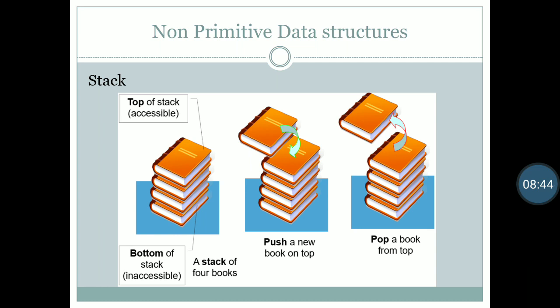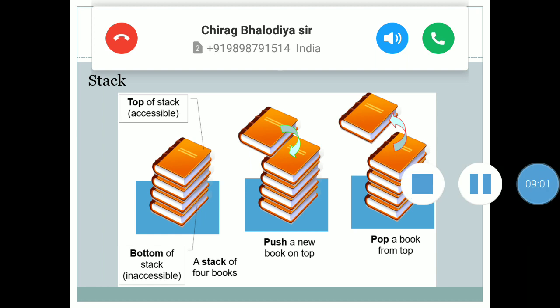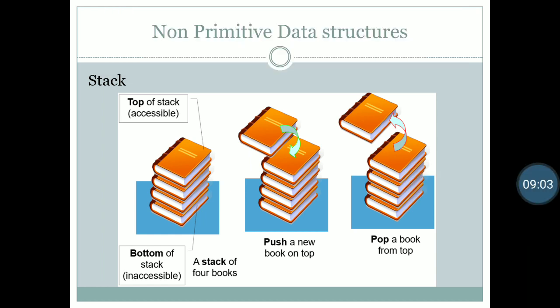So this is basically a non-primitive data structure. In this type of data structure we can store values in a sequential manner, but we cannot remove a value from anywhere. So in stack we can only add and remove elements from the top only.